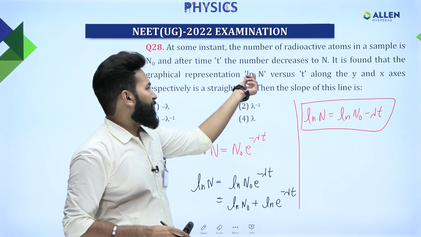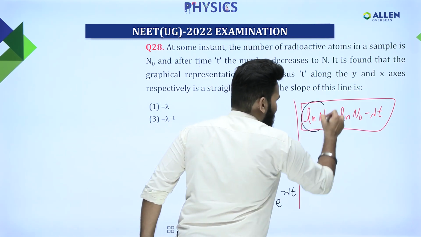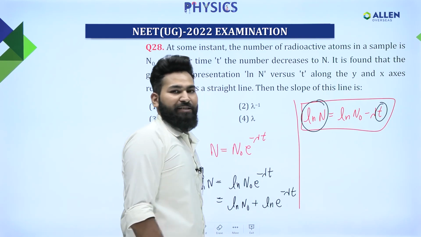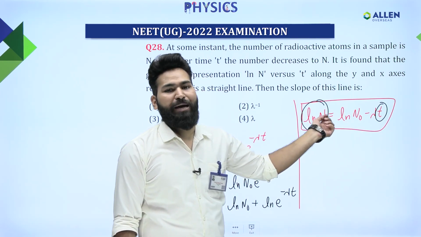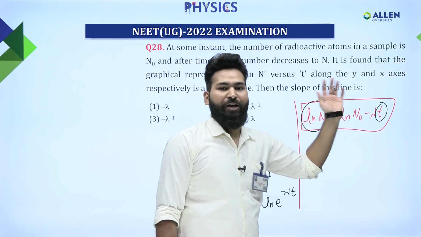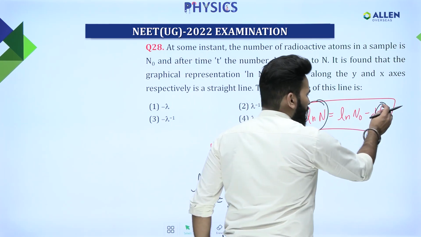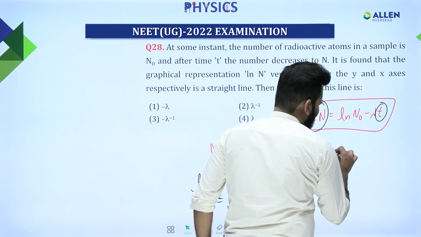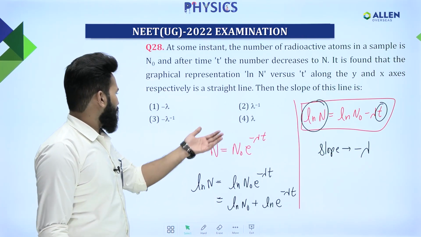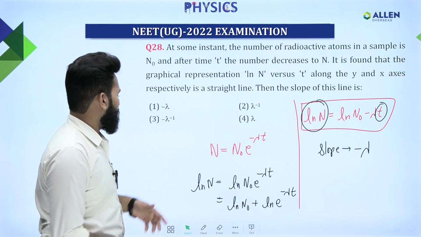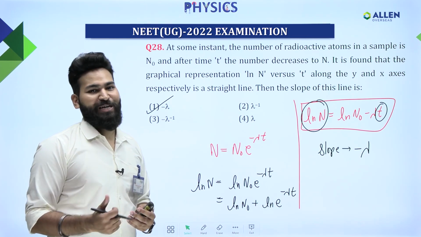And the graph was plotted between ln n versus t. So ln n is our y and t is our x. This is the general equation for a straight line, y equal to mx plus c. So the coefficient, or the term which is along x, will be the slope. The coefficient of t is minus lambda, so the slope for this case will be nothing but minus lambda. Let's check the options. Minus lambda is shown in option number 1. So for this question, option number 1 will be the correct answer. I hope you guys got it.